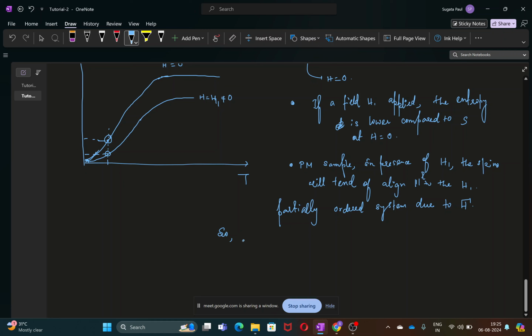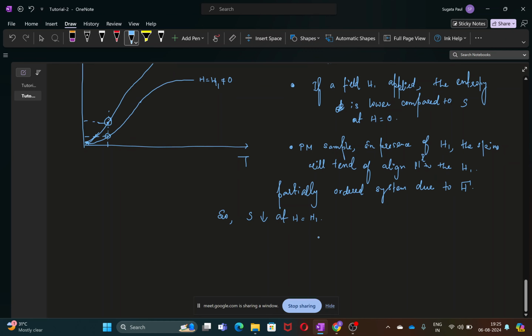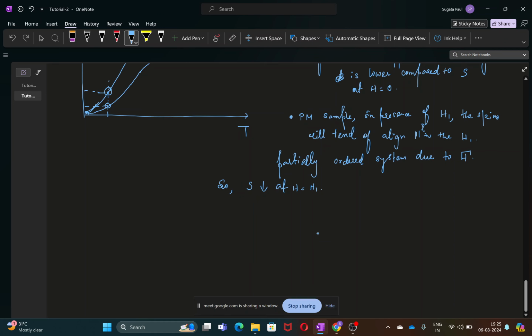So naturally, if there is some partial order that is generated, the randomness will decrease, and in other terms the entropy decreases at H equal to H1. Okay, so this is the initial idea. And now based on this, let us look at how it is used for the cooling down mechanism.